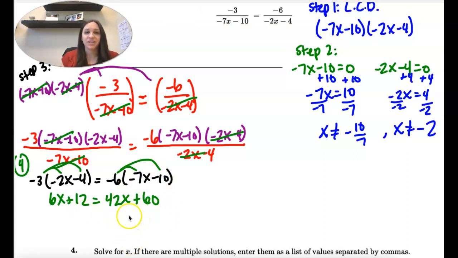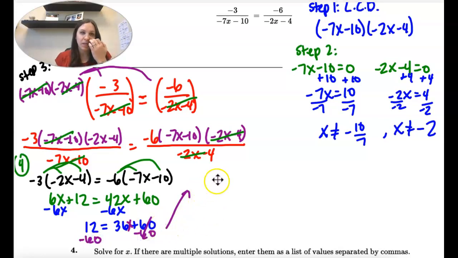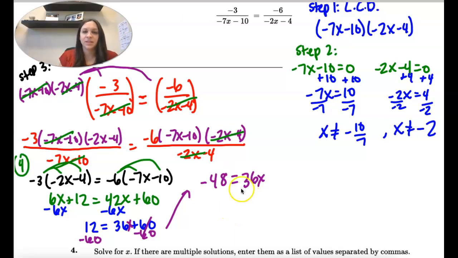Now we're going to get x by itself. Okay, so I'm going to bring this 6x over here. So I still have 12, and then 42 minus 6 is 36x. Almost forgot that. Minus 60 on both sides. So I have 12 minus 60 is negative 48 equals 36x, and then divide both sides by 36.